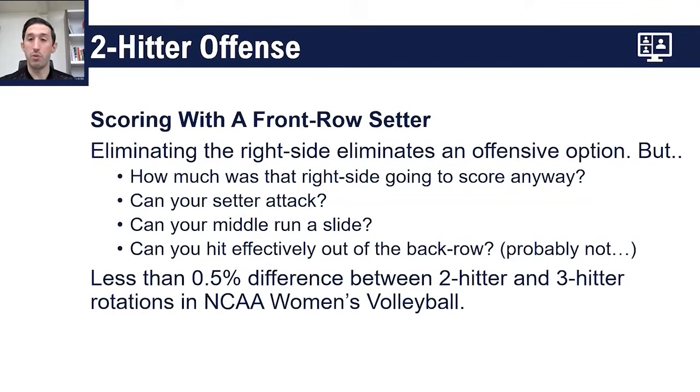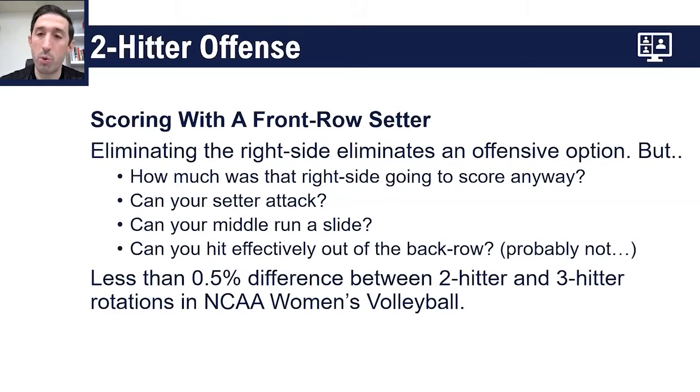Now, if you don't run that 6-2, can your setter attack and score some points when they're in the front row? Can your middle run a slide? Can you hit effectively out of the back row? Those 3 things are in increasing order of performance as you get to a higher level. So setter attack is probably going to outweigh the slide at 14 and under. But the slide is going to get going a lot more at the high school varsity level, and then definitely at the NCAA level, hitting out of the back row.